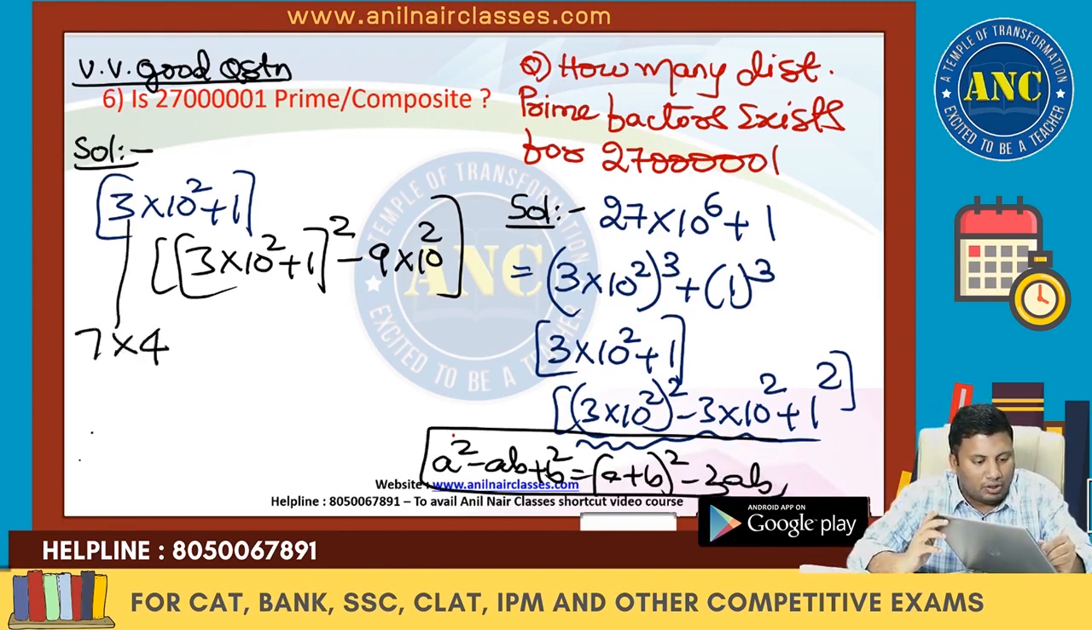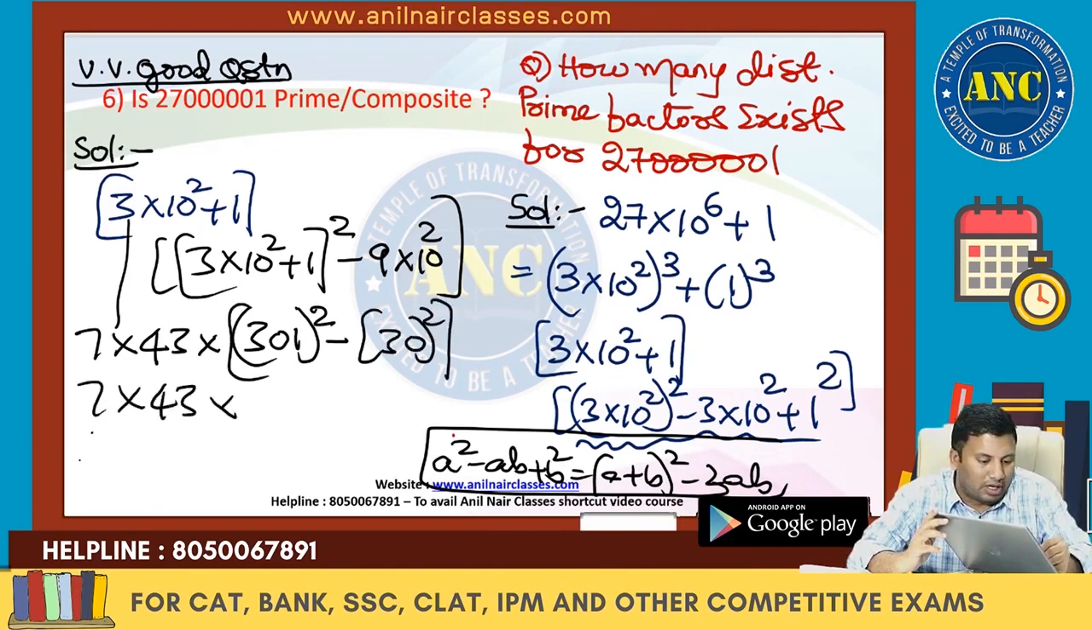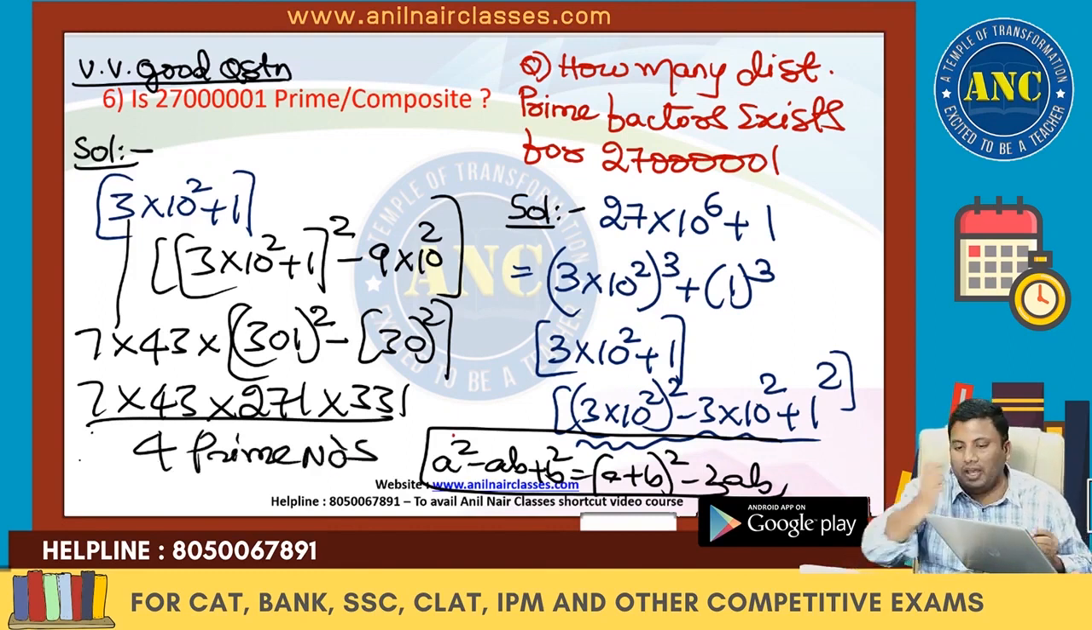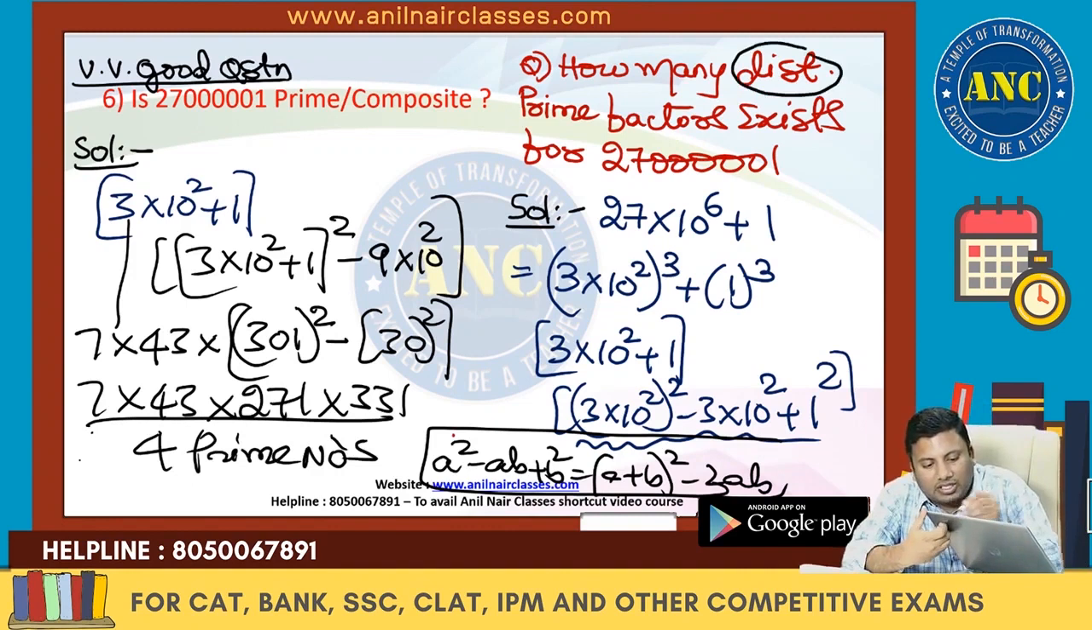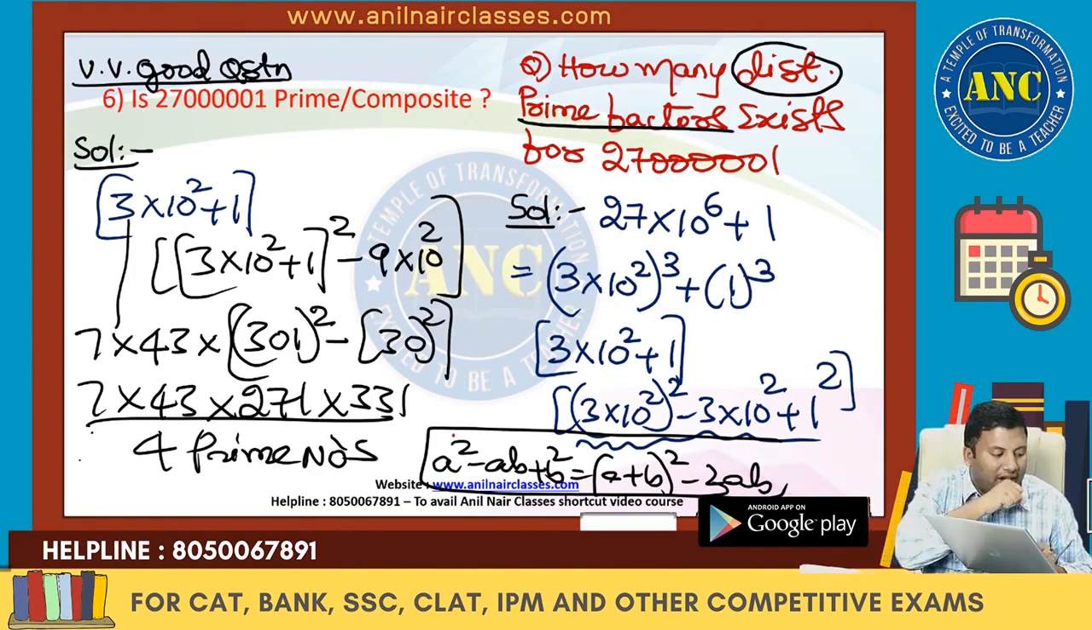301 is 7 into 43. This is 301 whole square minus 30 whole square. This is nothing but 7 into 43 into 271 into 331. All the four are prime numbers. Extremely good question. How many distinct prime factors exist for this number? 4 distinct prime factors exist for this number. Those 4 distinct prime factors are 7, 43, 271, 331.